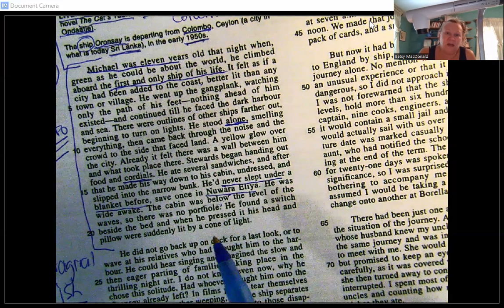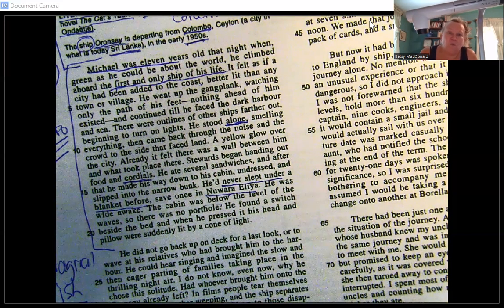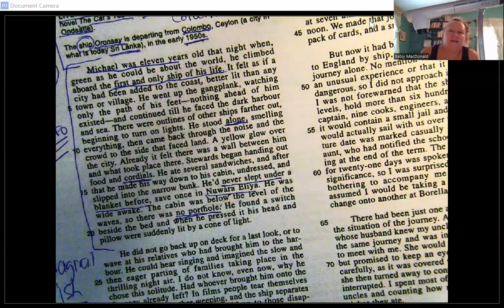The cabin was below the level of the waves. So there was no portal. Okay, he didn't have a window. Portal is a window. He found a switch beside the bed, and when he pressed it, his head and pillow were suddenly lit by the cone of light. Okay, he's got a night light.